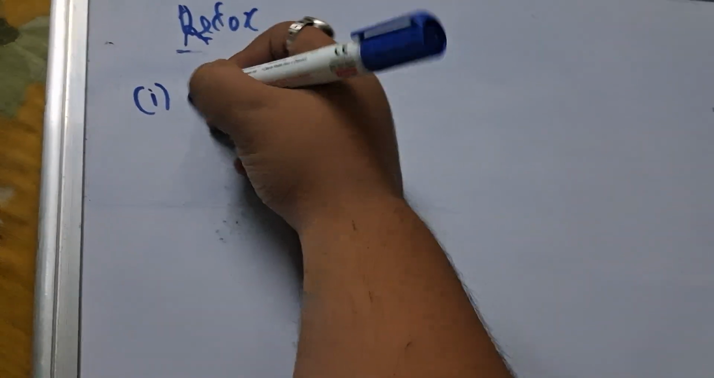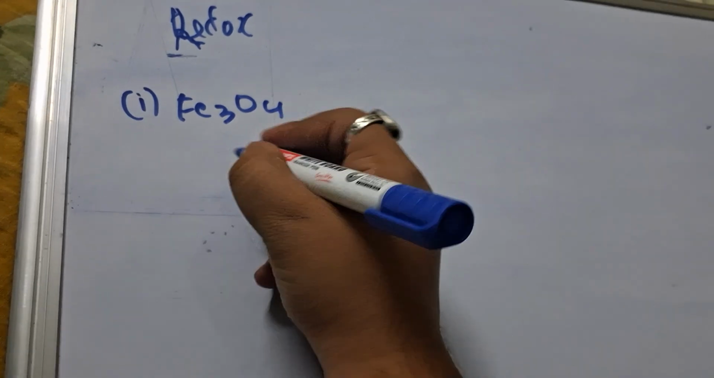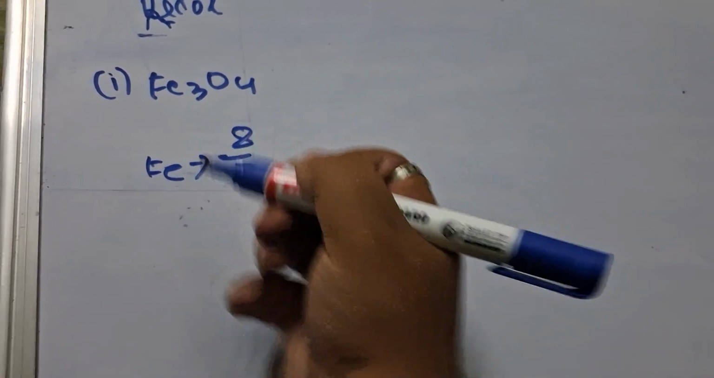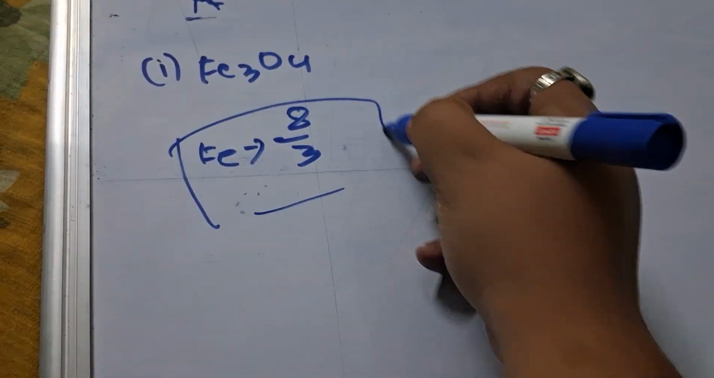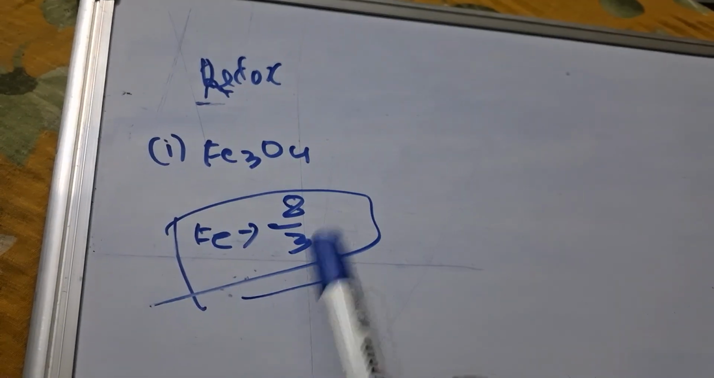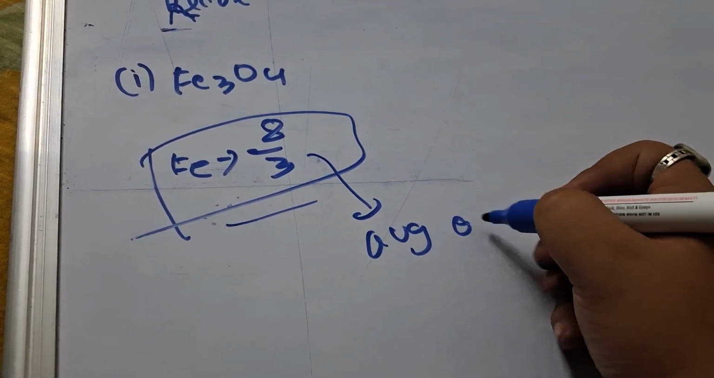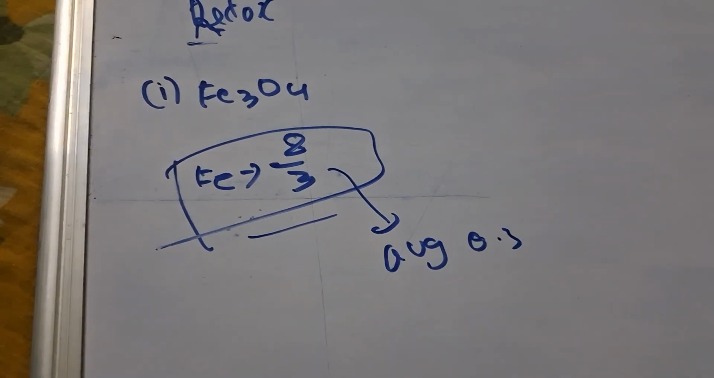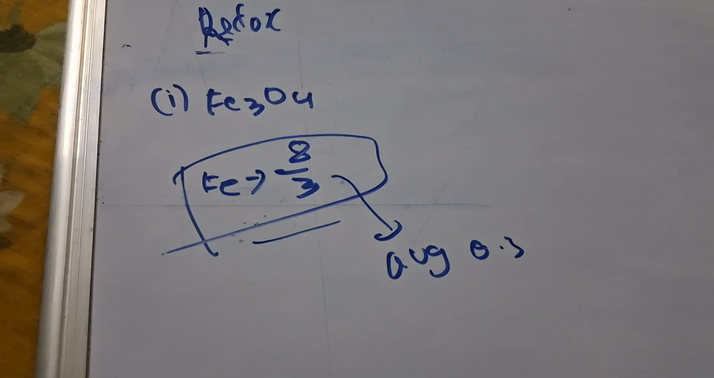But yeah. Now, for the first example, Fe3O4. When you calculate the oxidation state for this, it will be 8/3. But how is that possible? How can an oxidation state be 8/3? Well, this is the average oxidation state. Average oxidation state? What do you mean by that?